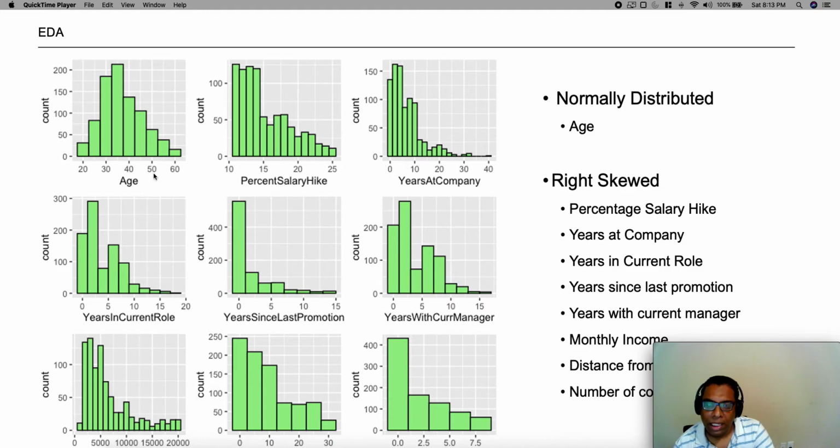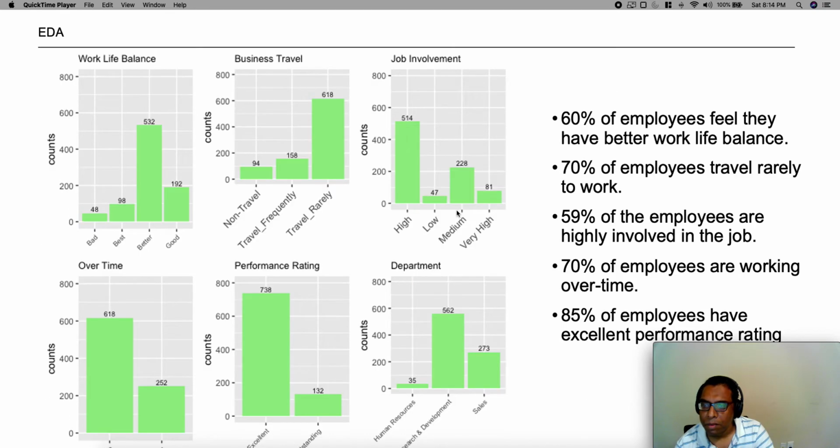So here are some of the EDA metrics. Looking at age, it's normally distributed, and all these attributes are right-skewed. And some more metrics on EDA. 60% of employees feel that they have better work-life balance. 70% of employees travel rarely to work. 59% of employees are highly involved in the job. Then 70% of employees are working overtime. And 85% of employees have excellent performance rating.